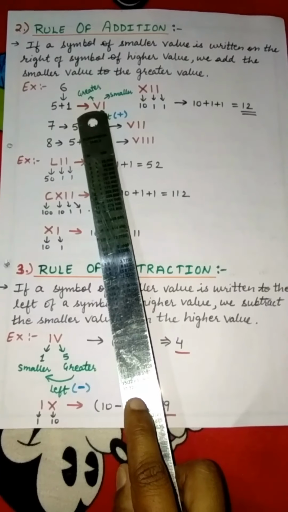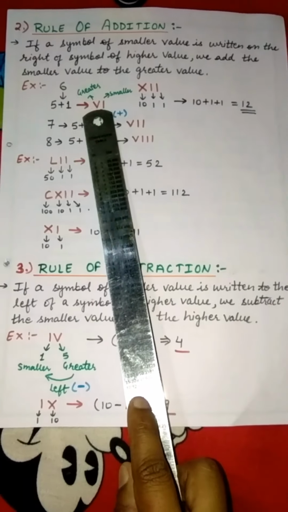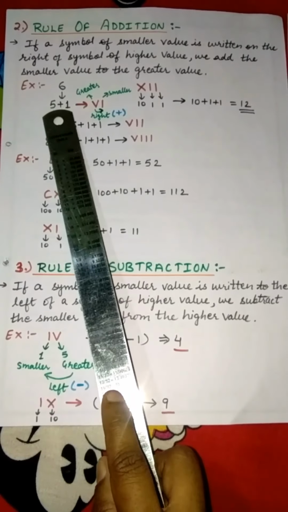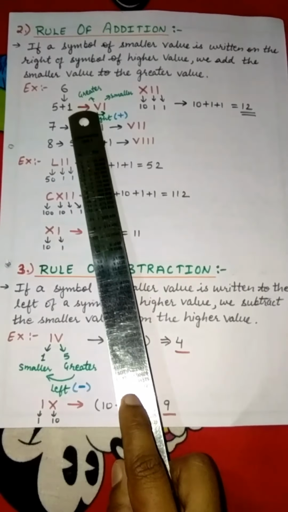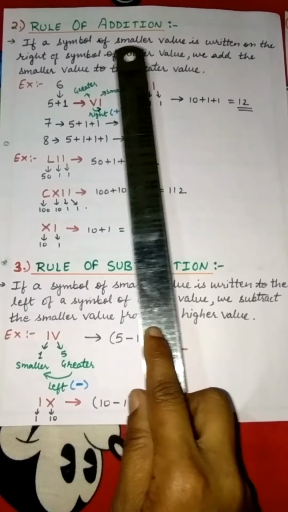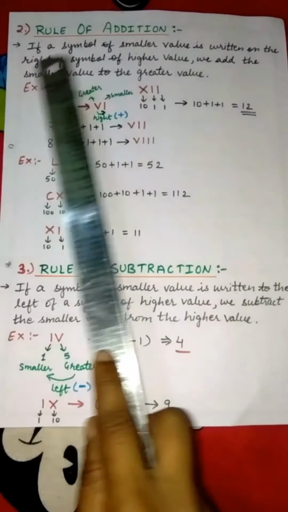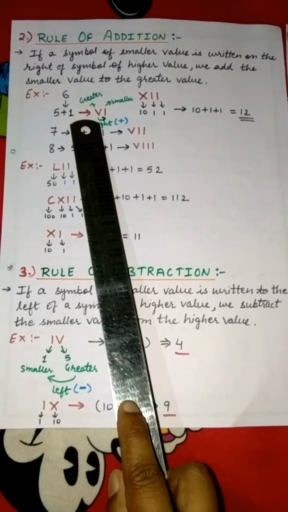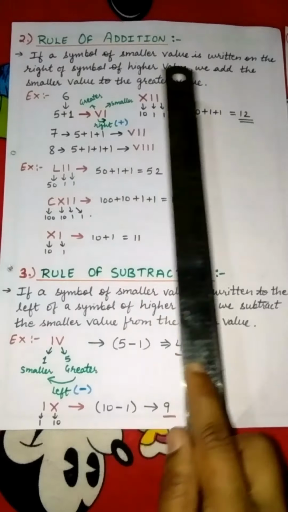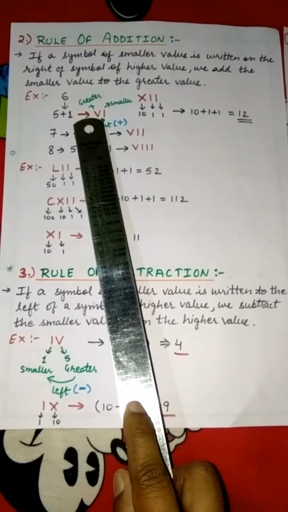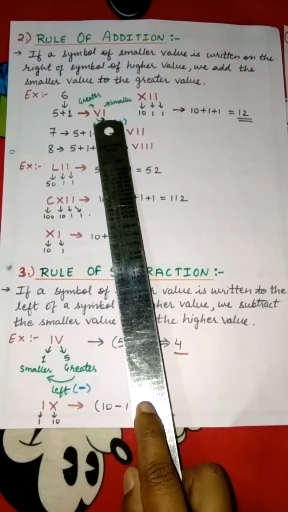If you are given this symbol VI, you see V is the symbol of 5 and I is the symbol of 1, and obviously 5 is greater than 1. So this rule says if the smaller value is written on the right of the symbol of higher value, like in this, we add the smaller value to the greater value. So what we will do, we will add these two values.